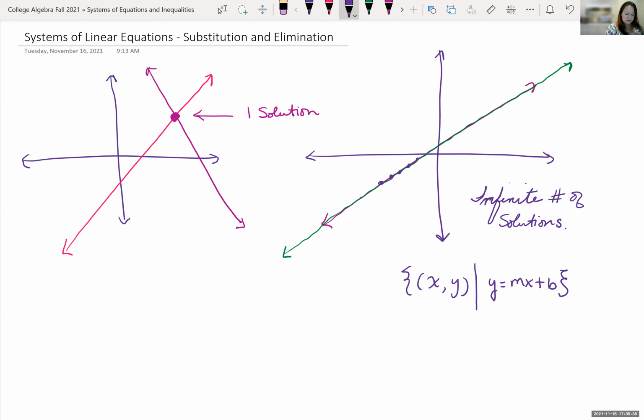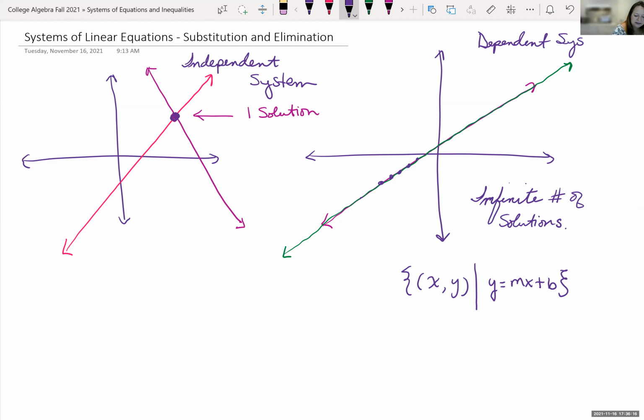These are called consistent systems because they have a solution. They also have even more descriptive names. This is an independent system. They're kind of independent of each other, except for that one point. I think of it that way. Dependent, they're both the same line. They both lie on top of each other. They depend on each other. So that's how I remember dependent system.